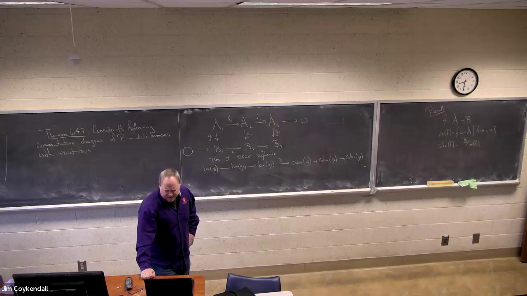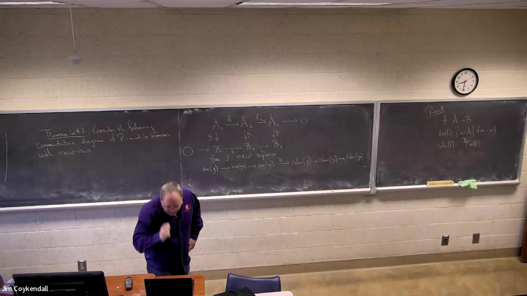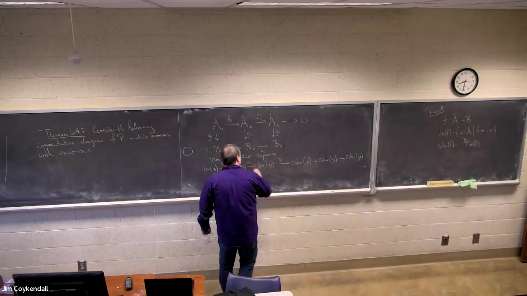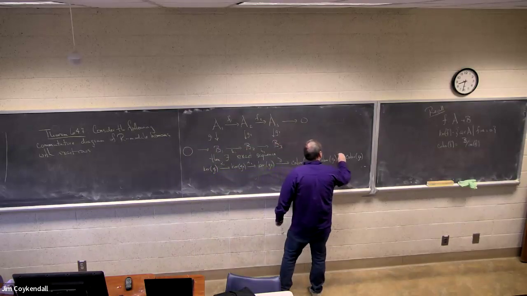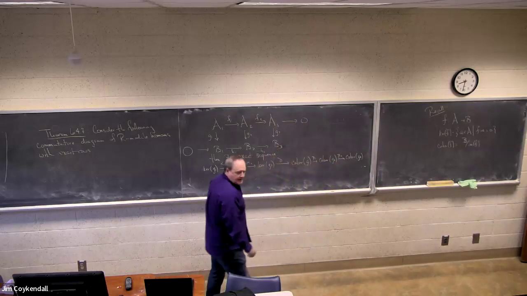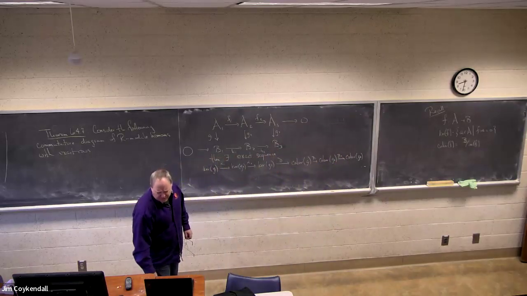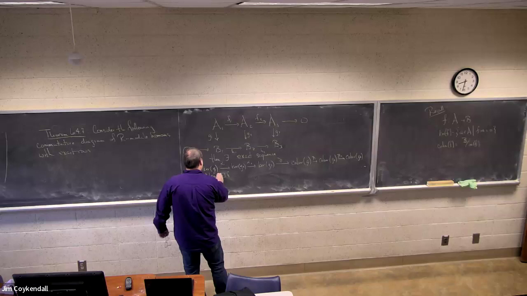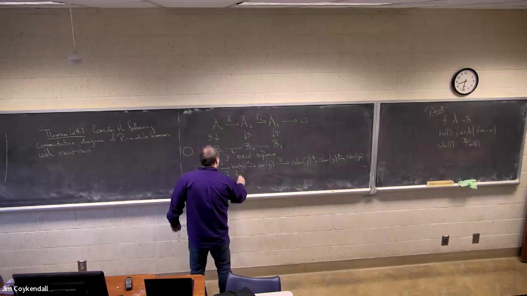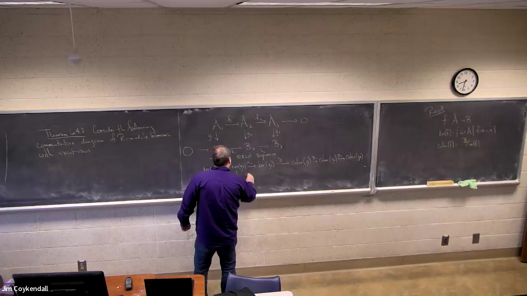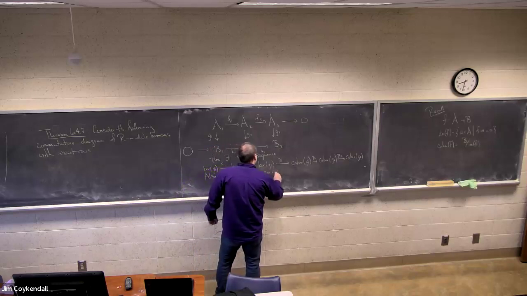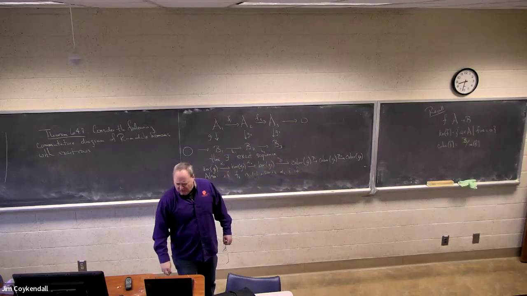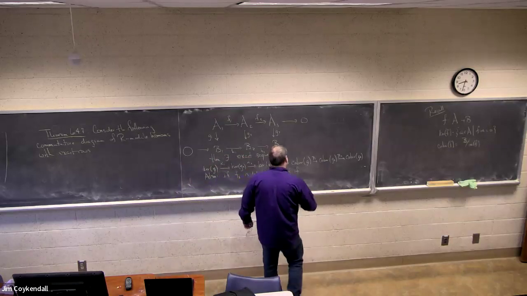Additionally, I guess I did tell you these things: alpha 1, alpha 2, beta 1, beta 2. Additionally, if F1 is 1 to 1, so is alpha 1, and if H2 is onto, so is beta 2.